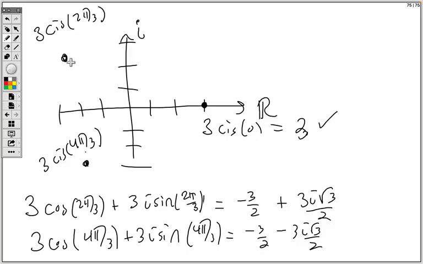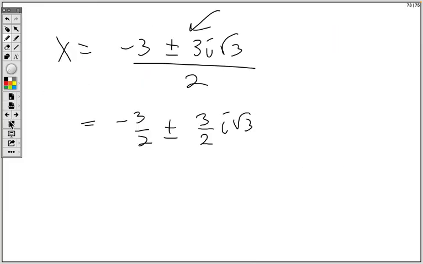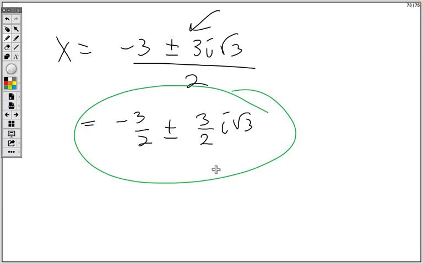So notice, what did I get? I got 3 cube roots of 27. They're each 3 units away from the origin, and they're how far apart? 2 pi over 3 units apart. So 2 pi is all the way around. They're 3 equally spaced roots around the circle. In this case, it's a circle of radius 3. And by golly, aren't these the same solutions we got when we went through the quadratic formula?